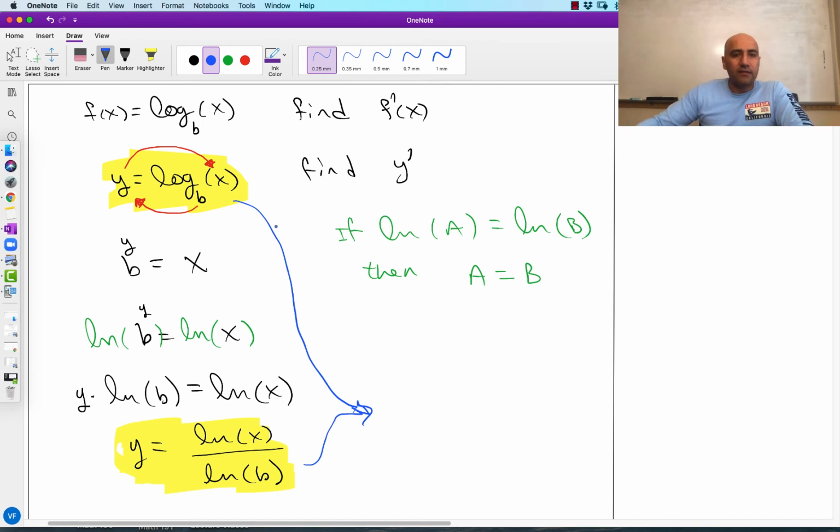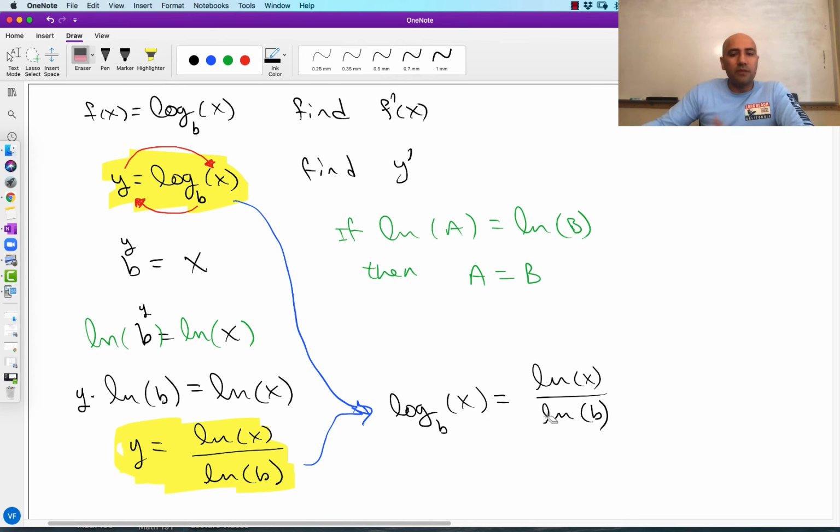And say that log base b of x must be equal to ln of x over ln of b, right? And both of them equal to y. So now remember, our goal was to find the derivative of y. So we're going to take a derivative of both sides.